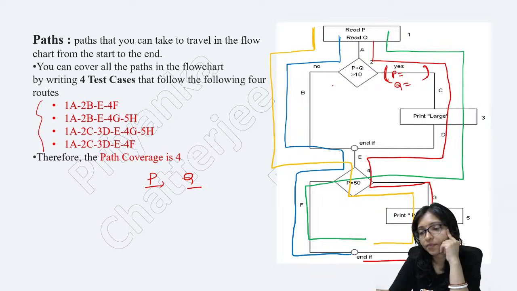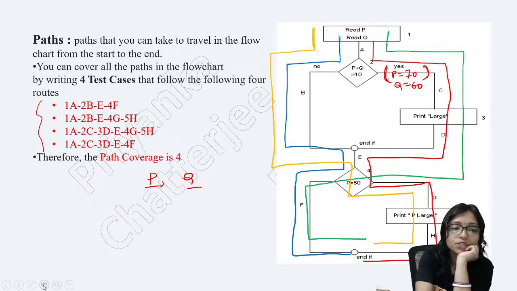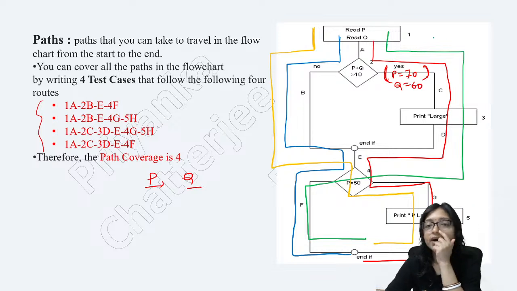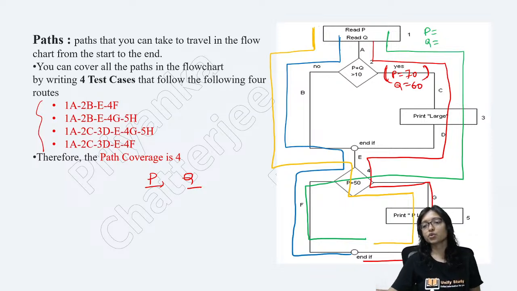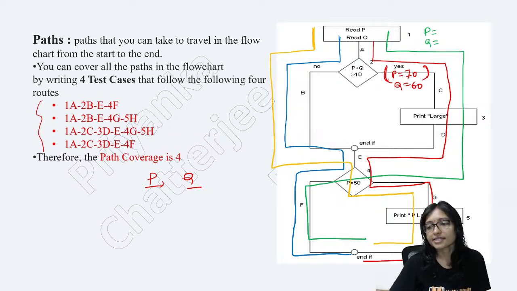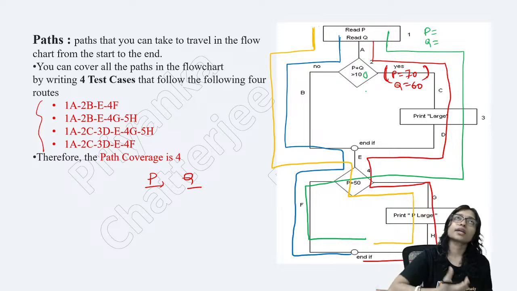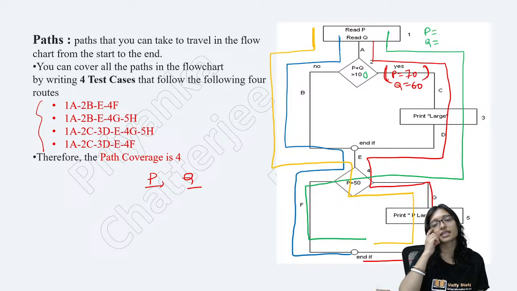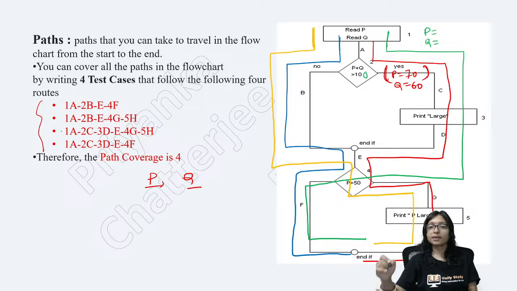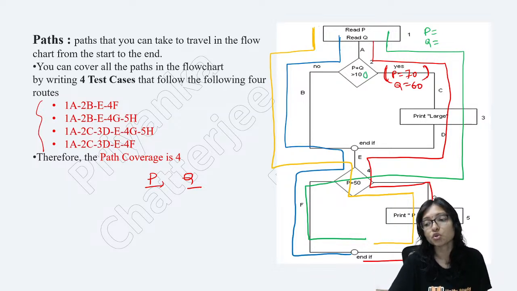Yes, 70-60. Pooja, yes, you are correct. 70-60. Good. Tell me, what should be the value for the green route? P and Q. 60-50, 70-60, 70-50, everything will be correct. Very good. For the red route, ultimately you have to take P plus Q greater than 100, any value giving you P plus Q greater than 100, and P should also be greater than 50. Whenever you are going to the red route, P plus Q should be greater than 100 and P should be greater than 50 also.